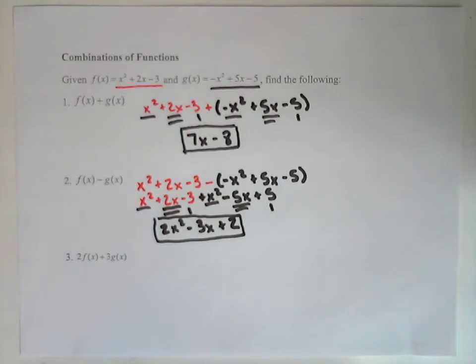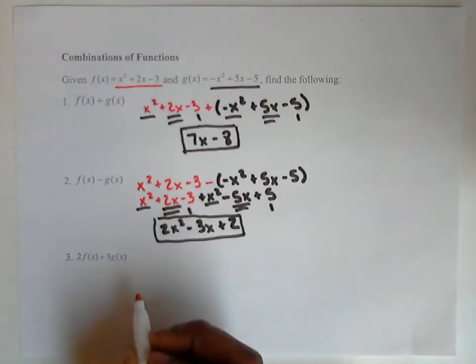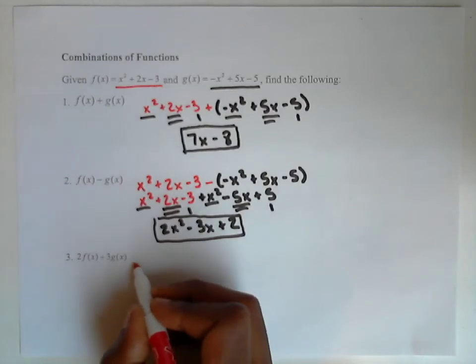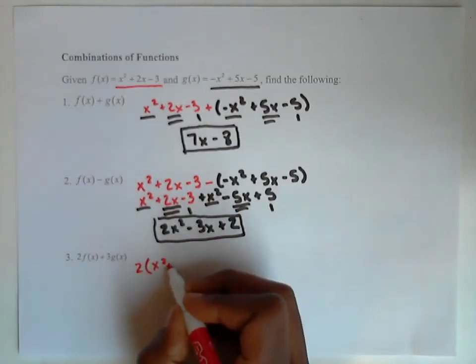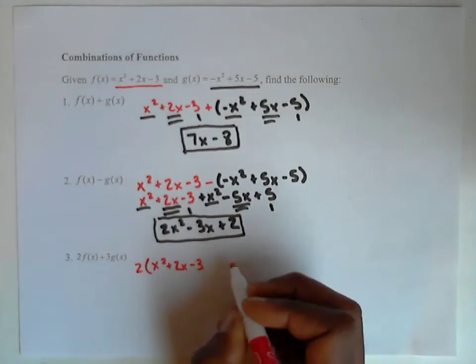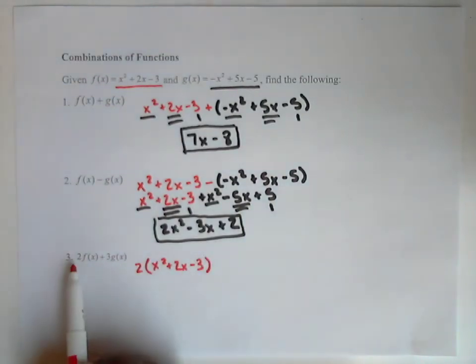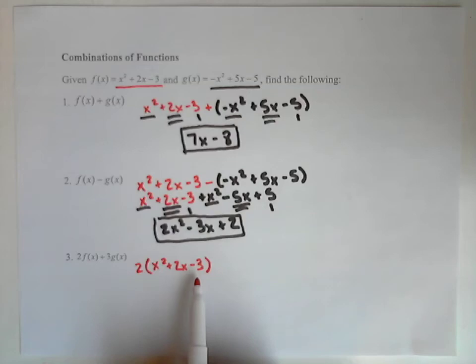Now for my next problem, I've got 2 times f of x plus 3 times g of x. I'll do the same thing as before, but this time with my f of x I'm going to need parentheses, because I have 2 multiplied by my x squared plus 2x minus 3. That makes sure I have 2 times the entirety of my f of x, not just 2 times the x squared part. So I also have to have my 2x and my minus 3 multiplied by 2.